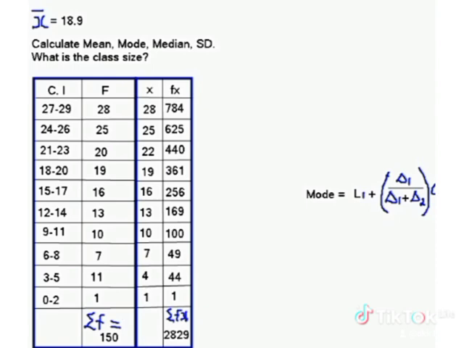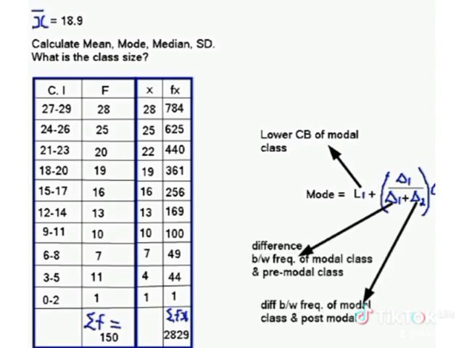So this is the formula for mode. L1 means the lower class boundary of the modal class. Then delta 1 means the difference between the frequency of the modal class and the premodal class. Then delta 2 is the difference between the frequency of the modal class and the postmodal class. So you can see that LCB is needed in this table.